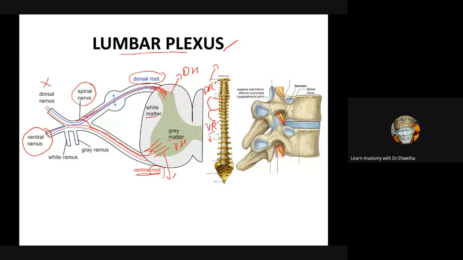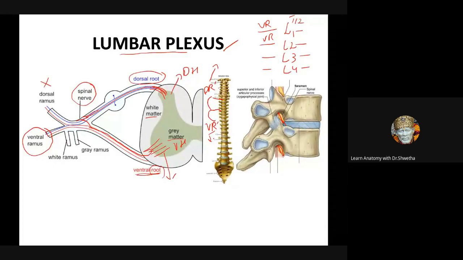Tell me, students. L1, L2, L3, and L4. All these are the lumbar spinal nerves along with the contribution of T12. Okay, so which component is this? Ventral ramus. It is the ventral ramus of lumbar 1 spinal nerve, ventral ramus of lumbar 2, ventral ramus of lumbar 3, and ventral ramus of lumbar 4. They are involved in forming the lumbar plexus.